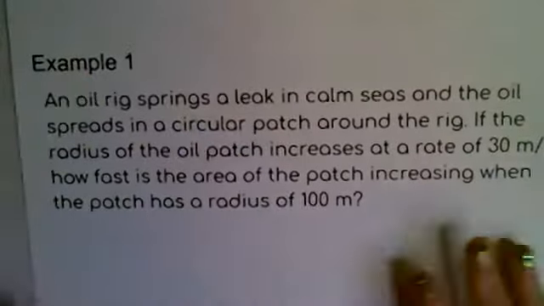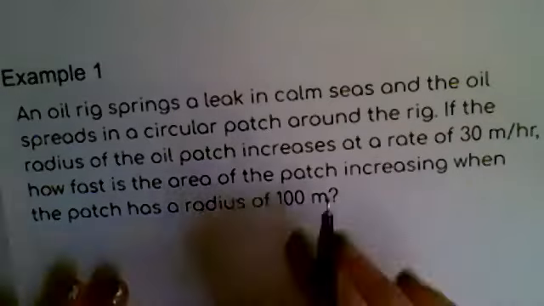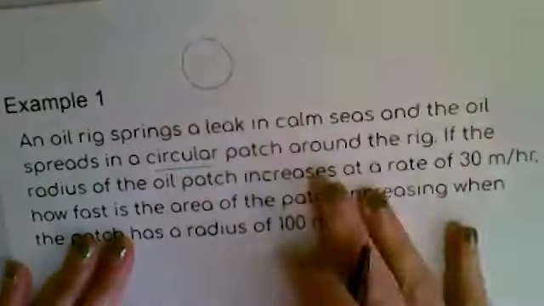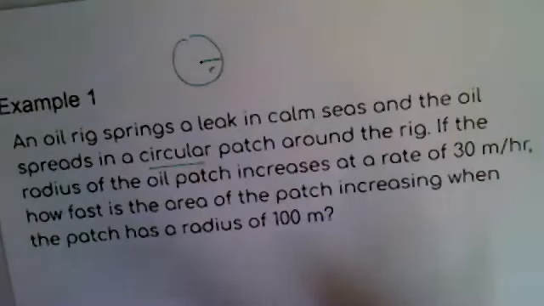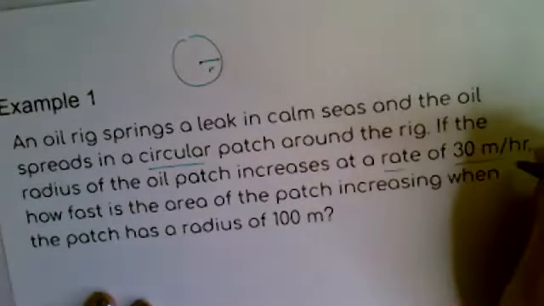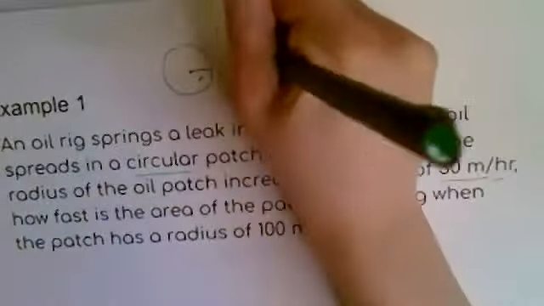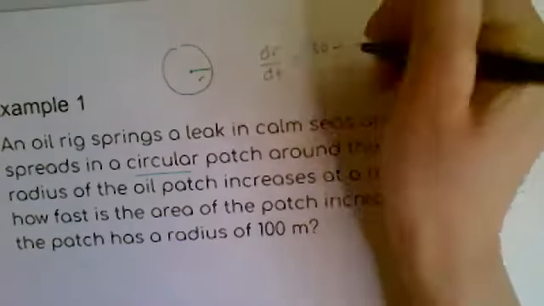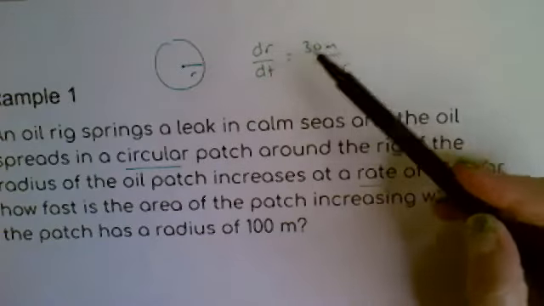All right, so first, let's see what we have going on here. We have a circular patch, so that makes me think of a circle, and the radius is from the center to the edge. The radius increases at a rate of 30 meters per hour. So what that is telling me is dr/dt is 30 meters per hour. So the rate of the radius with respect to time is 30 meters per hour.